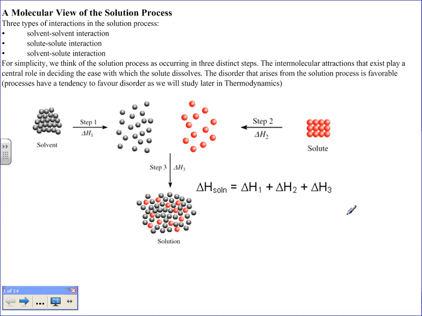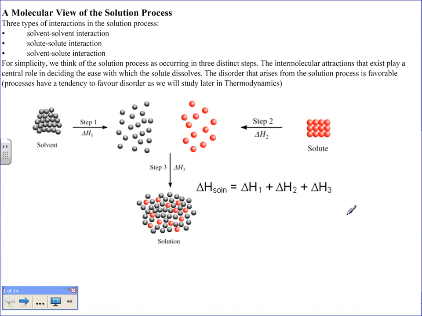This lesson is going to cover a bit of a potpourri of topics in solutions. We're going to look at the solution process and some of the factors that affect solubility. We're going to examine concentration units in greater detail than what you know already. And we're going to start with a short introduction of colligative properties.